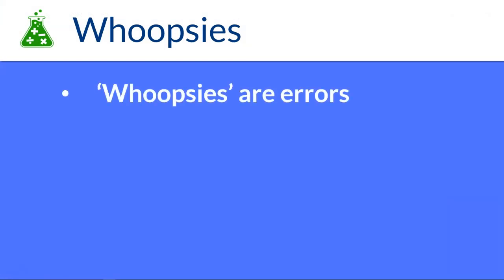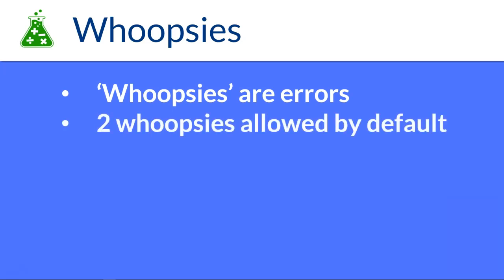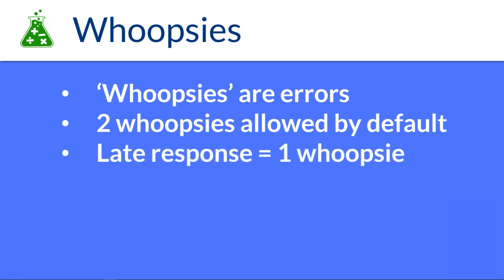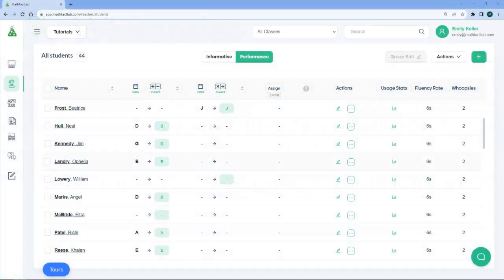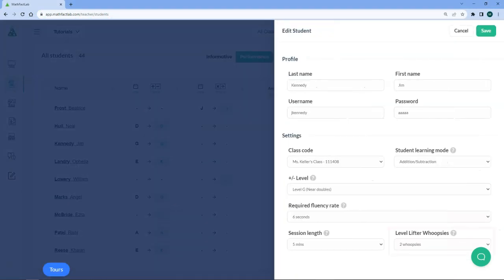To provide flexibility with passing requirements on our level lifters, you can adjust the number of whoopsies, or permitted errors, on these assessments. By default, a student is allowed up to 2 whoopsies per level lifter. A late but accurate response counts as 1 whoopsie, while an incorrect response counts as 2. By clicking on the Edit Student icon or using the Group Edit tool, you can adjust the number of allowed whoopsies from 0 to 8.